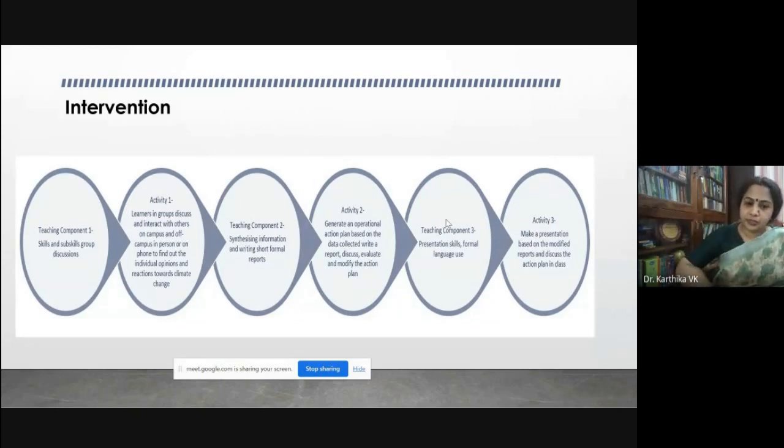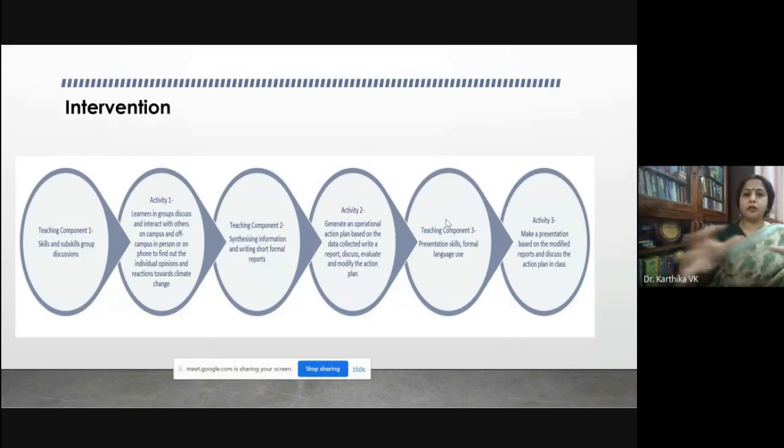There were no barriers to any kind of interactions. So actually they could do so much in the classroom, and they could collect opinions from outside, and they collected people's reaction towards climate change and their perceptions about their involvement in being a part of climate action. Then the second teaching component synthesized information and had writing short formal reports, and report writing features were also taught in between. Then we had the second activity, which generates an operational plan based on the data collected, write a report, discuss, evaluate, and modify the action plan.